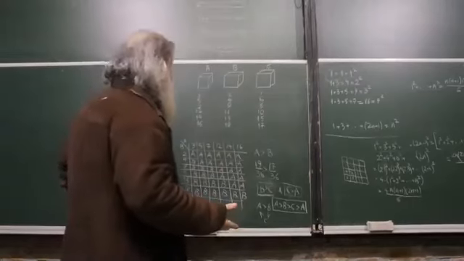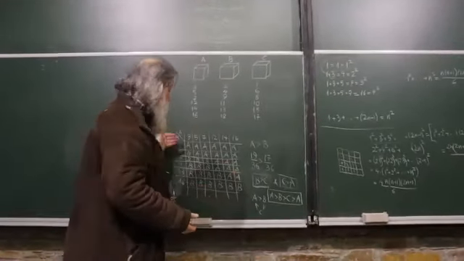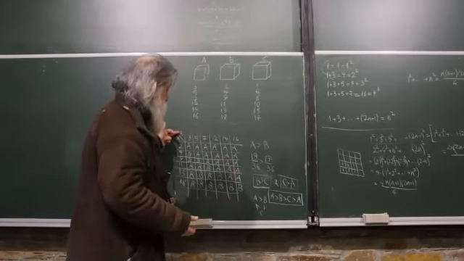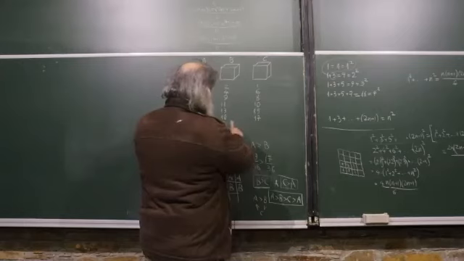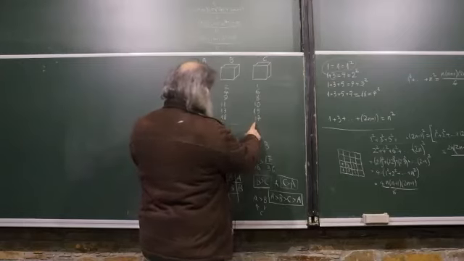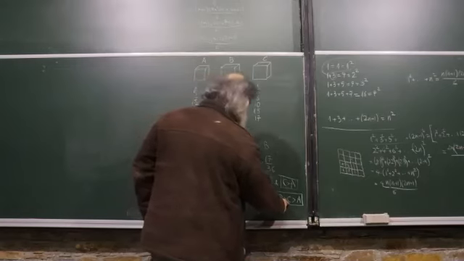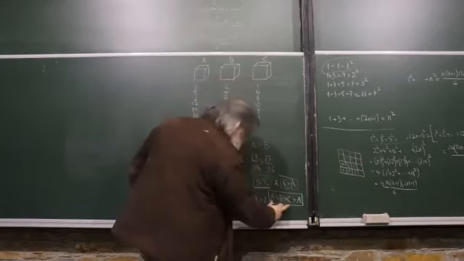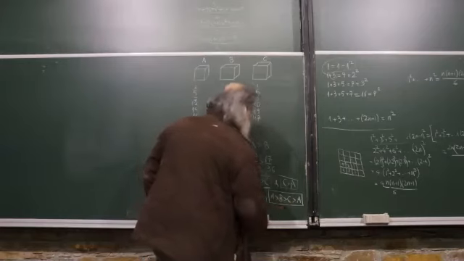Okay, so this game is advantageous to A. This game is advantageous to B, and this game is advantageous to C. A is better than B, B is better than C. Now, when you see this, you expect that A would be better than C. No, C is now better than A.